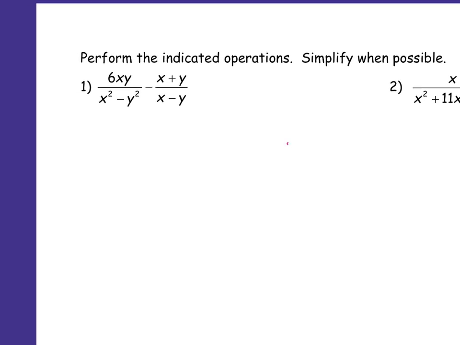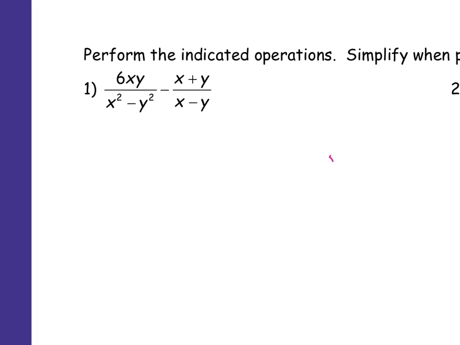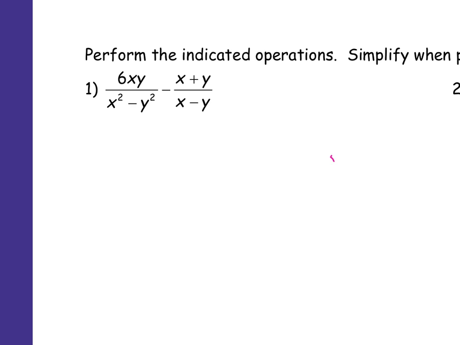Okay, common denominator. This time we're factoring the common denominator. So now what's different about the next ones? What's different about these next ones is I'm going to have to factor at least one of my denominators before I find the common denominator. So the left-handed side one would be x minus y and x plus y.